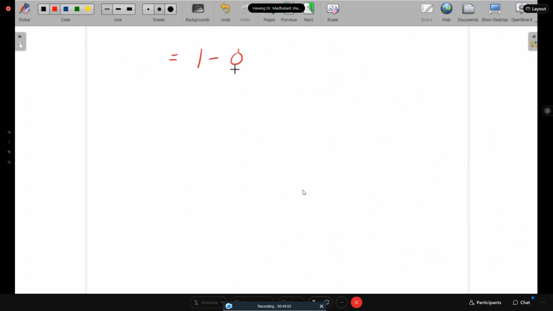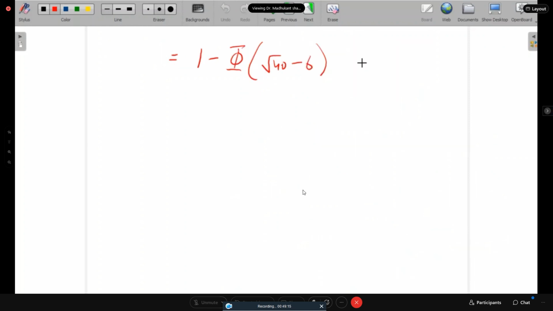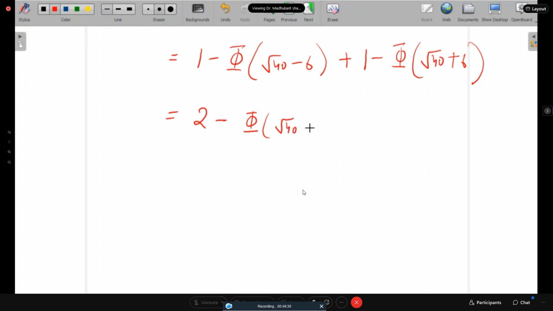Now this can be translated into 1 minus phi of root 40 minus 6, plus, because phi of minus z is 1 minus phi of z, plus 1 minus phi of root 40 plus 6. So this is going to be 2 minus phi of root 40 minus 6 minus phi of root 40 plus 6. Okay, clear?